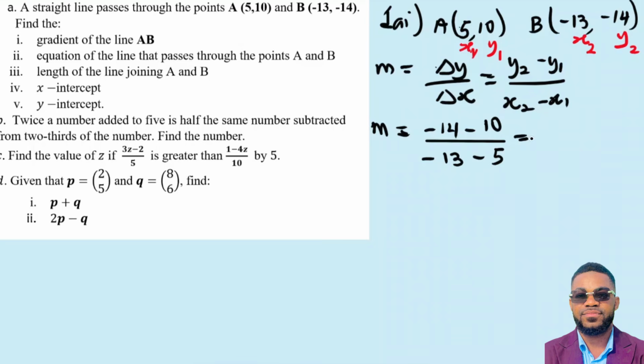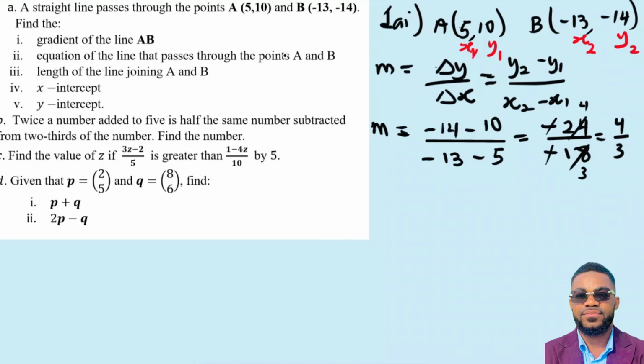Now we can simplify the numerator to get -14 minus 10, that's going to be -24. Now, out of -13 minus 5, that's going to be -18. So that is what we have. But we can still simplify these two. So what are we going to do? This negative sign, we just cancel. We have 24 out of 18. 6 can go through the two numbers. So 6 goes into 24 four times, and into 18 three times. So that means the gradient is going to be 4 on 3. So that's the gradient of this line.